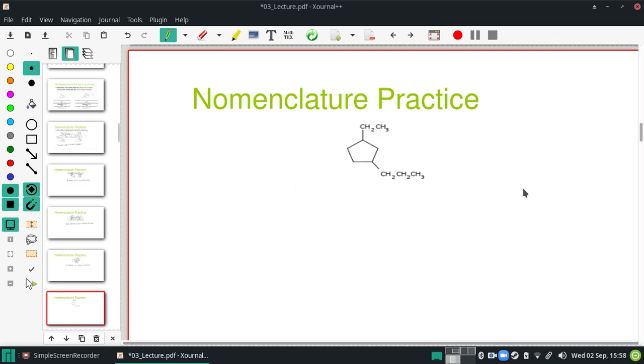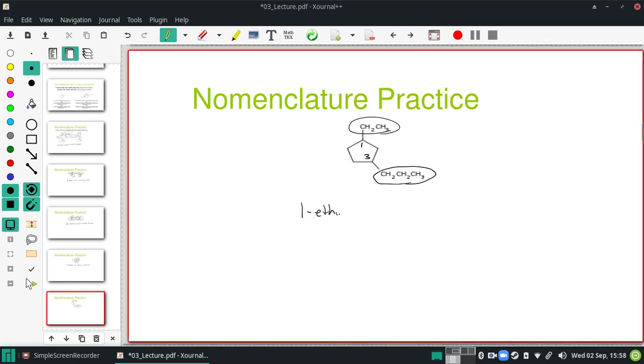All right, another ring, 2 substituents. So this is the case where I could do 1 or 3, and I'm going to decide which one's 1 based on the alphabet. So I have an ethyl substituent, and I have a propyl substituent. E comes before P, so it gets to be the number 1 position. 1 ethyl, 3 propyl, cyclopentane.